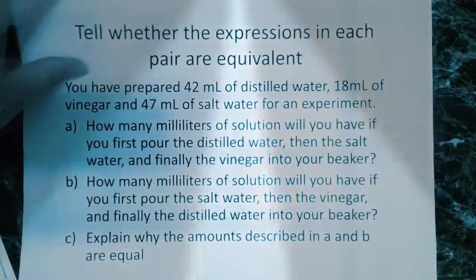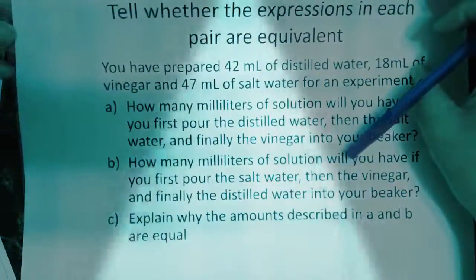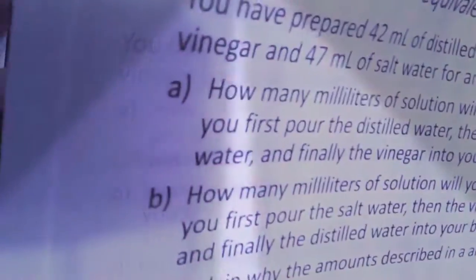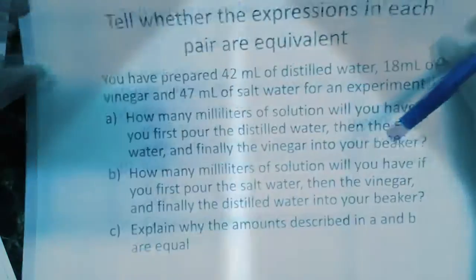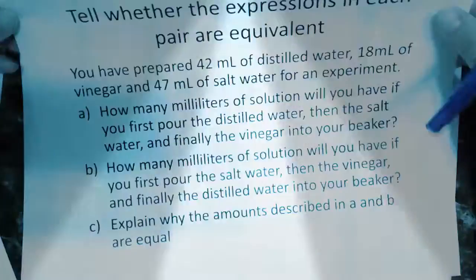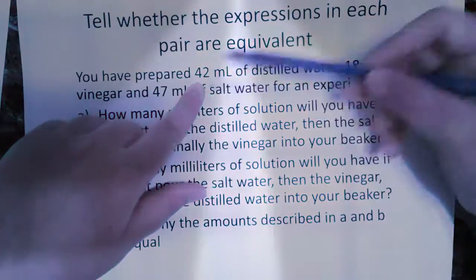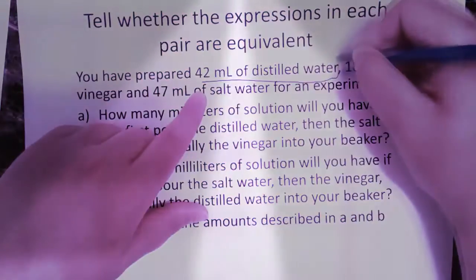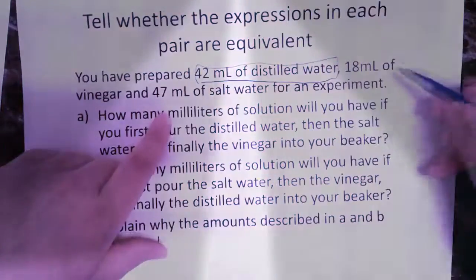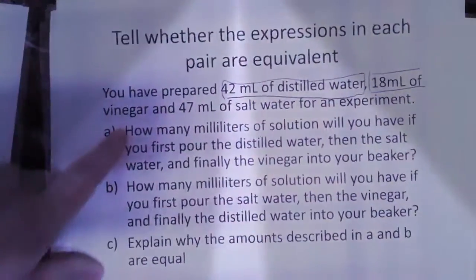Word problems. Don't let this scare you, because honestly, there is nothing to be scared about. Let's see here. Yeah, we gotta do deductive reasoning. Okay, so looking at this, word problems, how many milliliters? Okay, so first of all, you have prepared 42 milliliters of distilled water, so that's a big part of this, right? Another big part of this is 18 milliliters of vinegar.